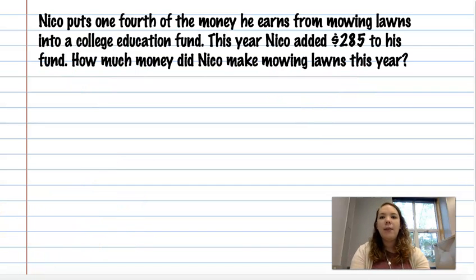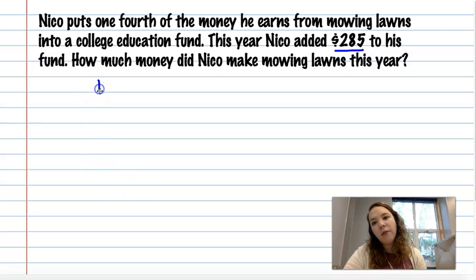Last problem for today. Nico puts 1/4 of the money he earns from mowing lawns into a college education fund. This year, Nico added $285 to his fund. How much money did Nico make mowing lawns this year? So just a quick note, your answer should always make sense. So before we even start, our answer should be a lot bigger than this 285 because he has to make more money than he puts into his fund. So that's always a good thing to check.